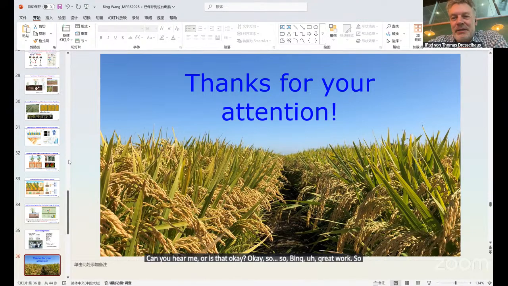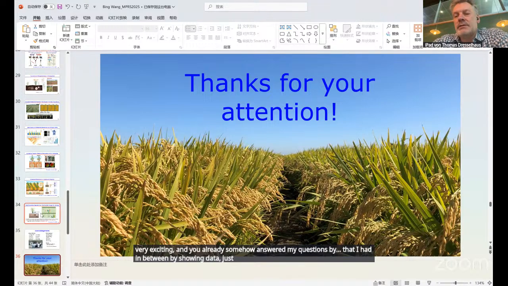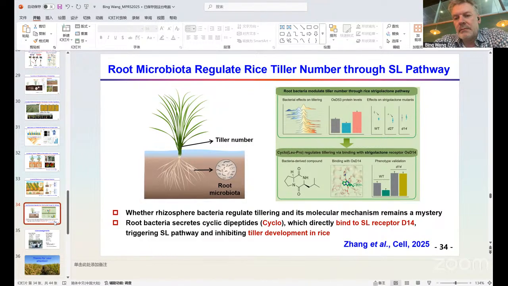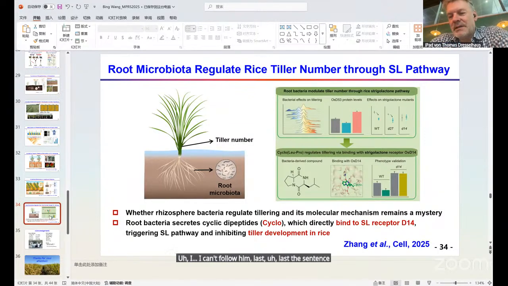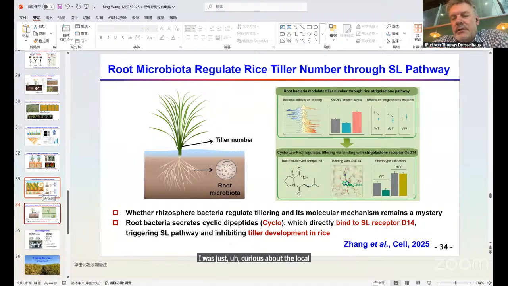So, great work. Very exciting, and you already somehow answered my questions that I had in between by showing data. Just out of curiosity, the strigolactone receptor complex, is it localized in the nucleus directly to degrade the repressors, or do you also find it in the cytoplasm? I can't follow your last sentence. Sorry, I was just curious about the localization of the strigolactone receptor complex. Is it directly active in the nucleus?